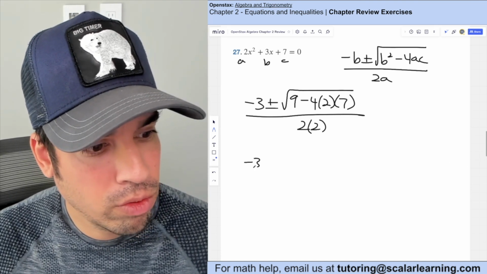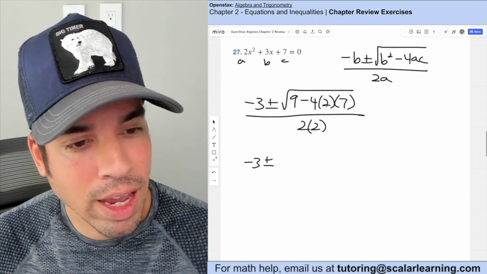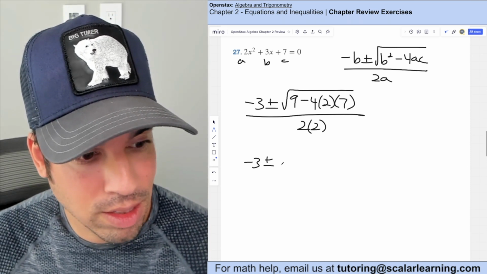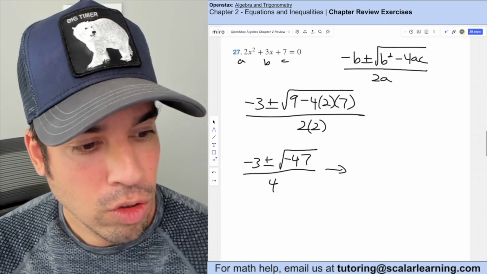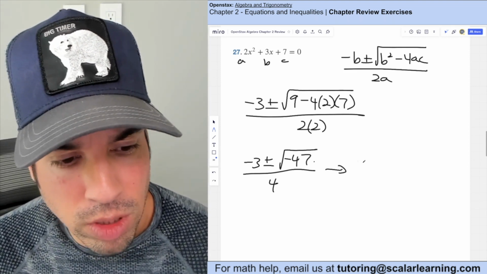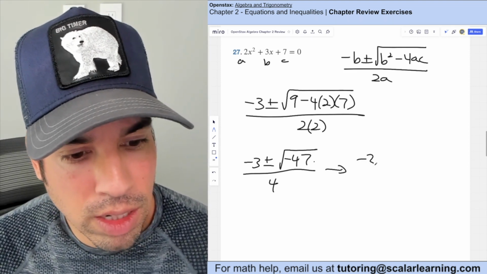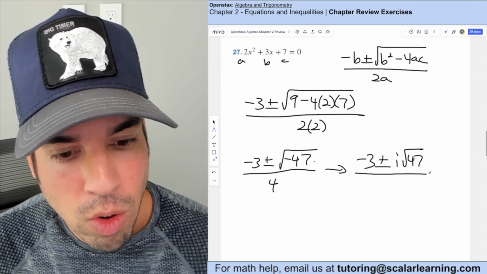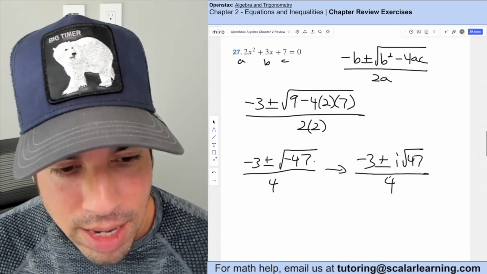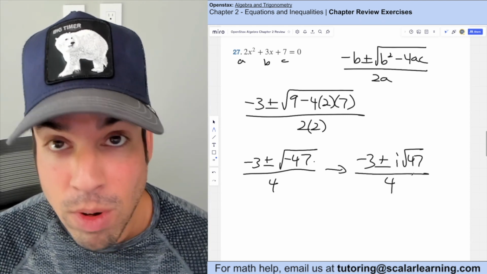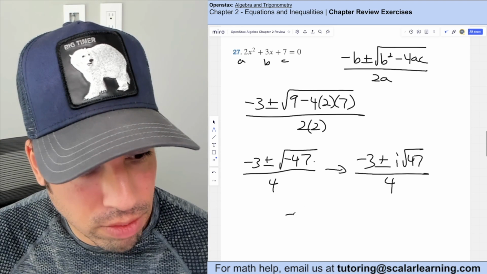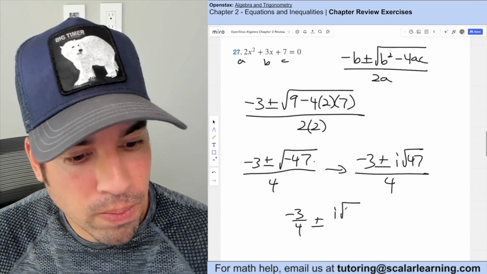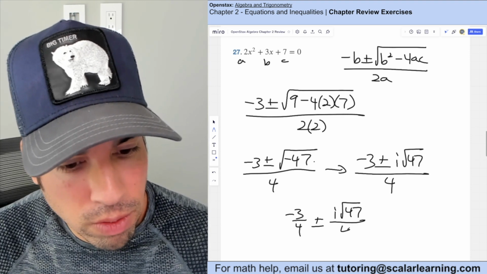So we got -3 plus or minus the square root of 9 minus 4 times 2 is 8 times 7 is 56. 9 minus 56 is -47. So now I can recognize that this is -1 times 47. So that's really plus or minus i root 47 over 4. And the last thing they did in the answers, they split this up, because this can be represented as two separate fractions, as -3 over 4 plus or minus i root 47 over 4.